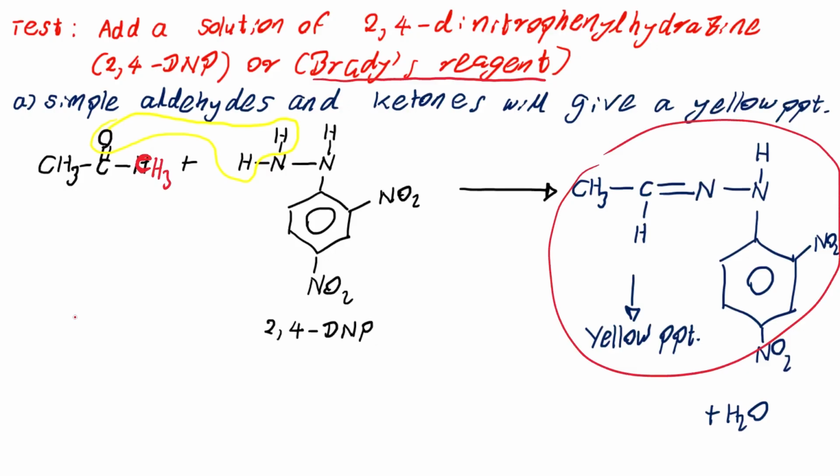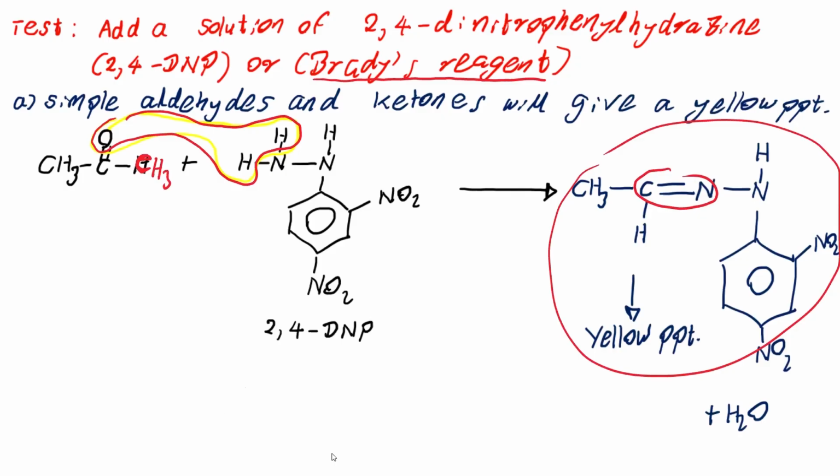So what will happen here? This oxygen atom takes these two hydrogen atoms, forming a water molecule, and this carbon atom joins with this nitrogen atom using a double bond. That's what happens. But the mechanism is a little bit advanced. I just told you what happens there in the simplest way. But this doesn't distinguish an aldehyde from a ketone.